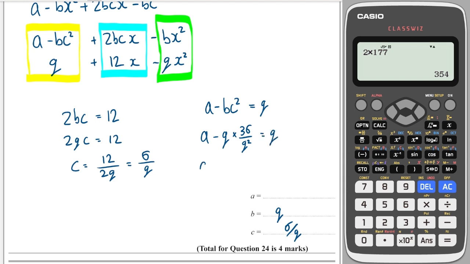Okay, so we get a, let's simplify this, because we've got q times by something over q squared, so we can cancel out q and cancel out the squared on the bottom. So this is just minus 36 over q. And then add that to the other side, I get a is equal to q plus 36 over q. And I think that is good. And we're done.